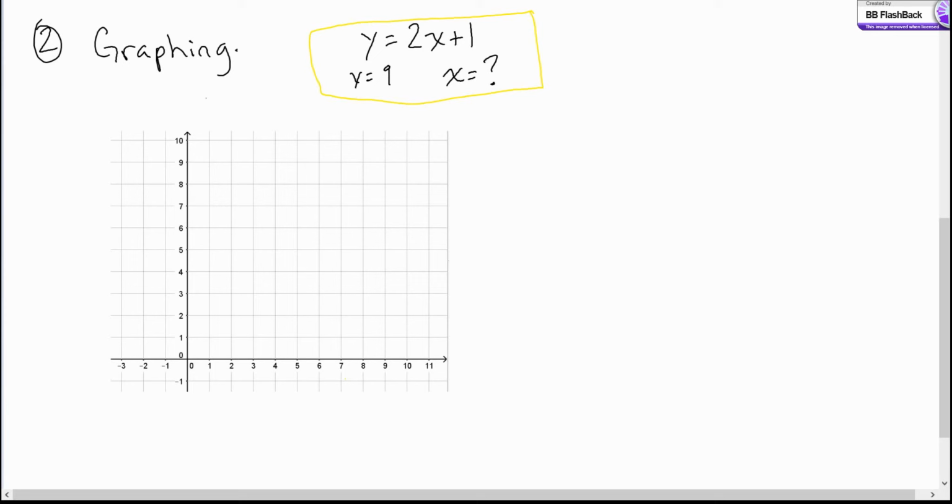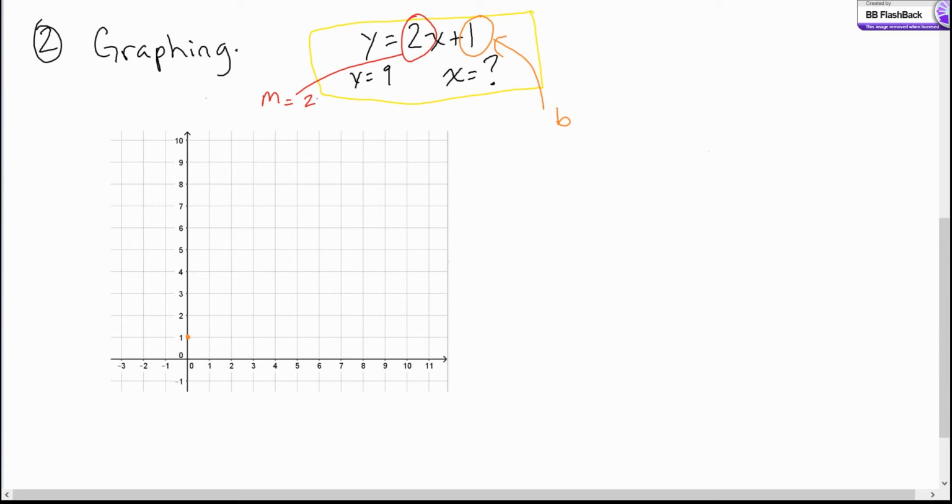Okay, so graphing. How can we do this by graphing? So we know information when we look at the equation. We first look at the y-intercept. That's where we start from. So the y-intercept is equal to 1. And next we look at the slope. What is the slope? The slope is equal to 2.